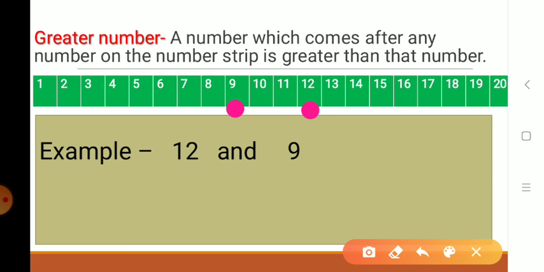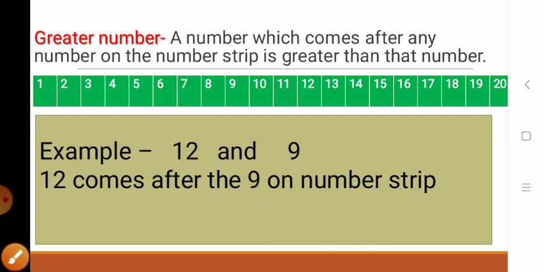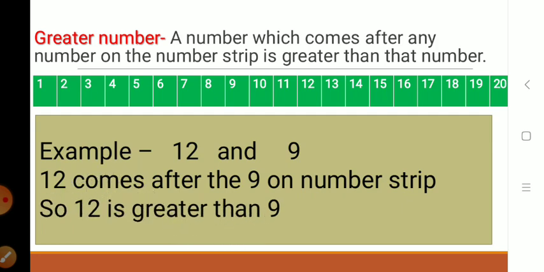So after 9, 12 is there, or any number on the number strip that is given after the 9 is greater than 9. But here we are going to compare only between these two numbers, 12 and 9. You can see that 12 comes after the 9 on the number strip. So you can say that 12 is greater than 9.